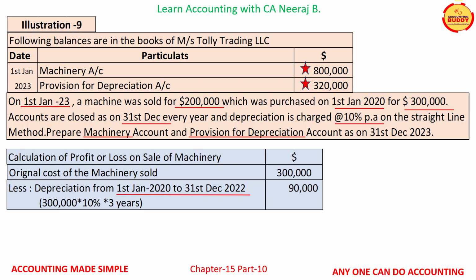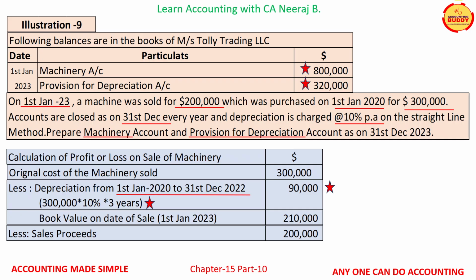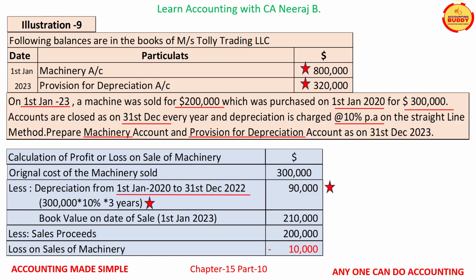The annual depreciation at the rate of 10% per annum on straight line method for the machine costing $300,000 is $30,000 per annum. Therefore, depreciation for the machinery sold for 3 years will be $90,000. The book value of the machinery on the date of sales, that is 1st of January 2023, is $210,000. Sale proceeds of the machinery is $200,000. Since the book value of $210,000 on the date of sale is more than the sale proceeds, we have a loss of $10,000 on the sale of this machinery.